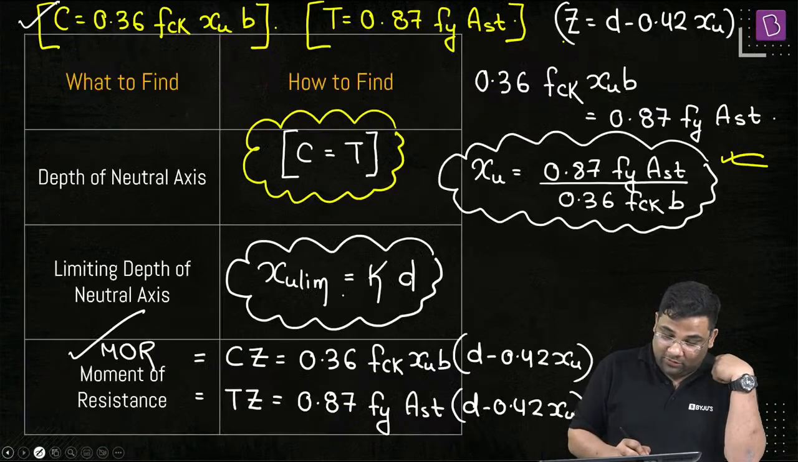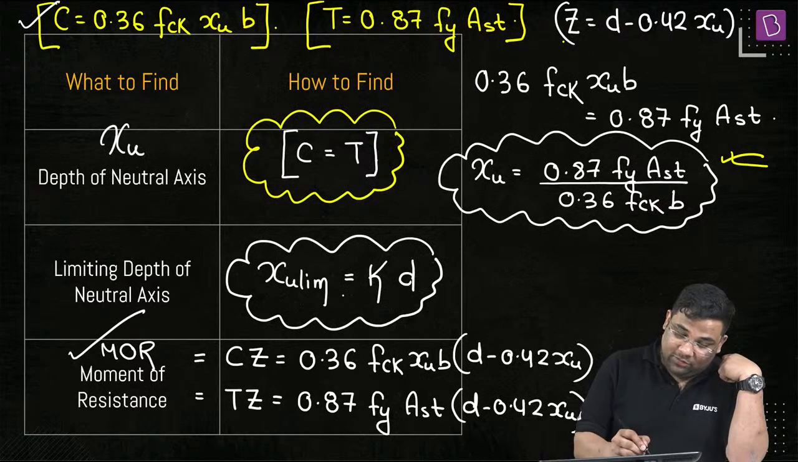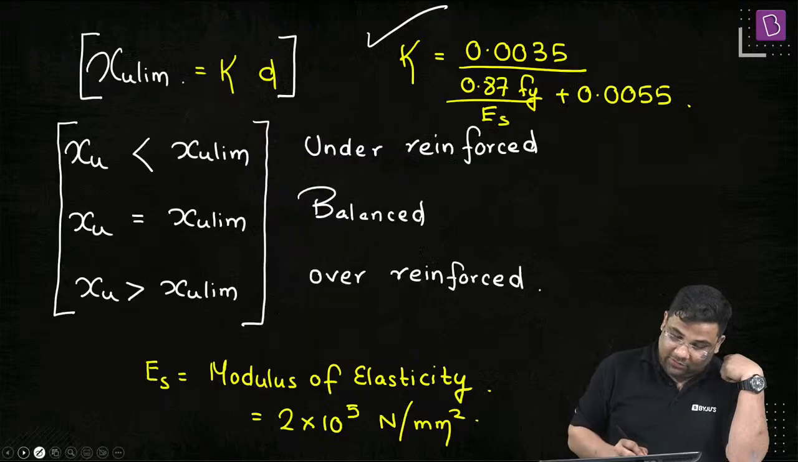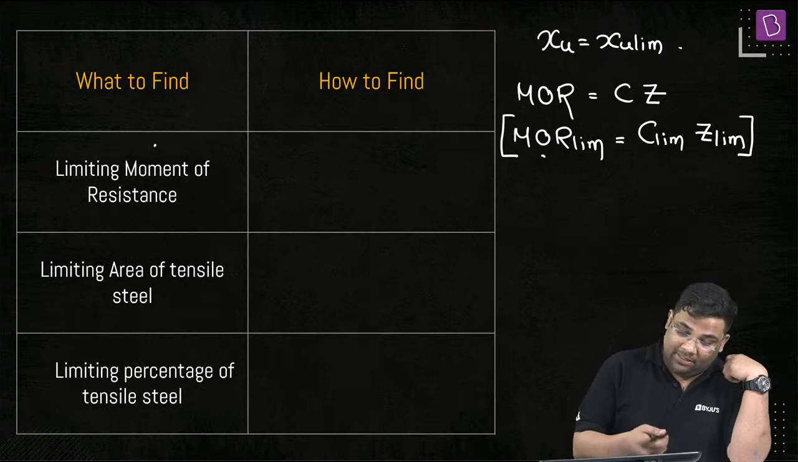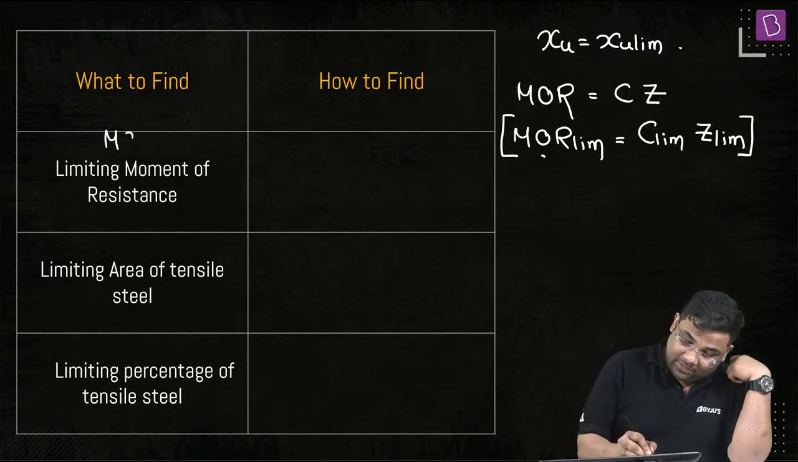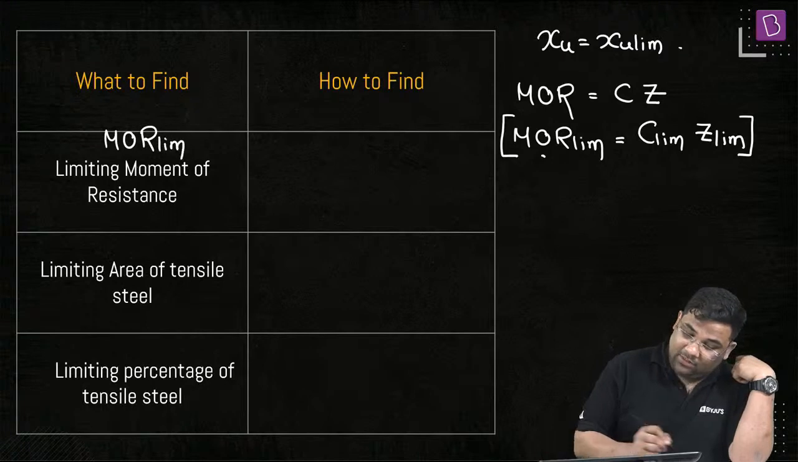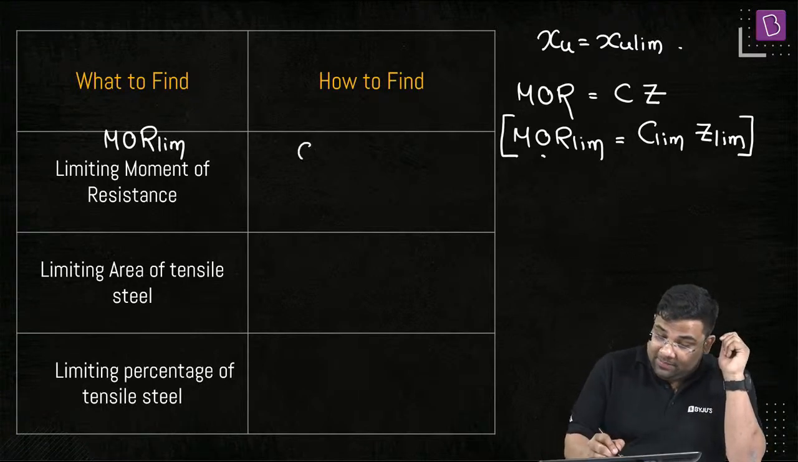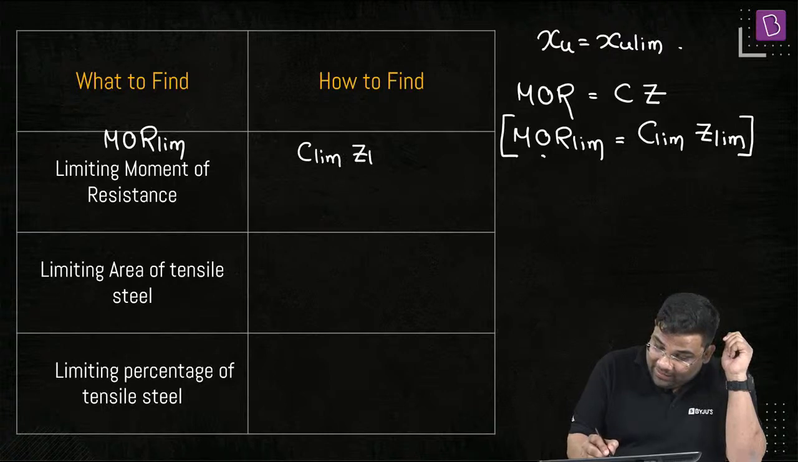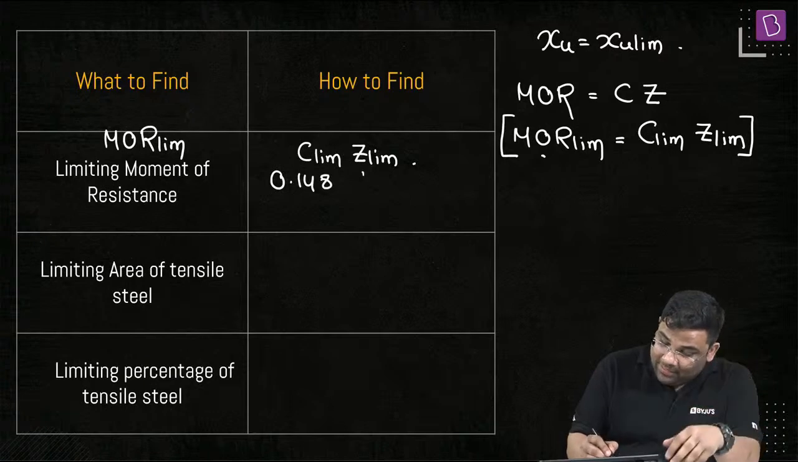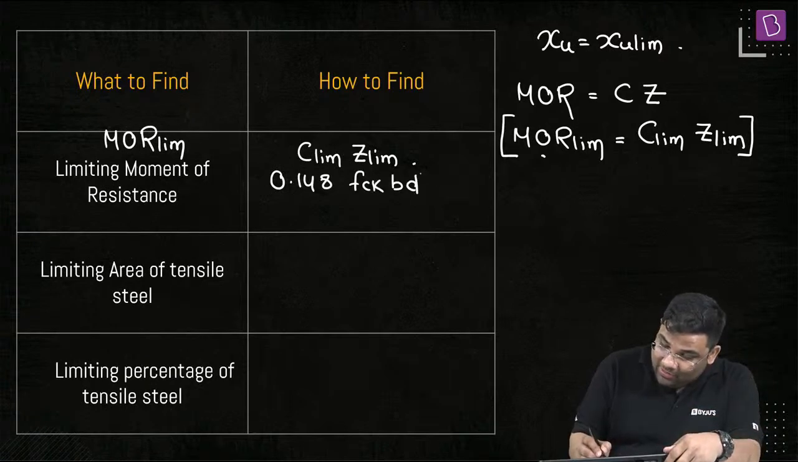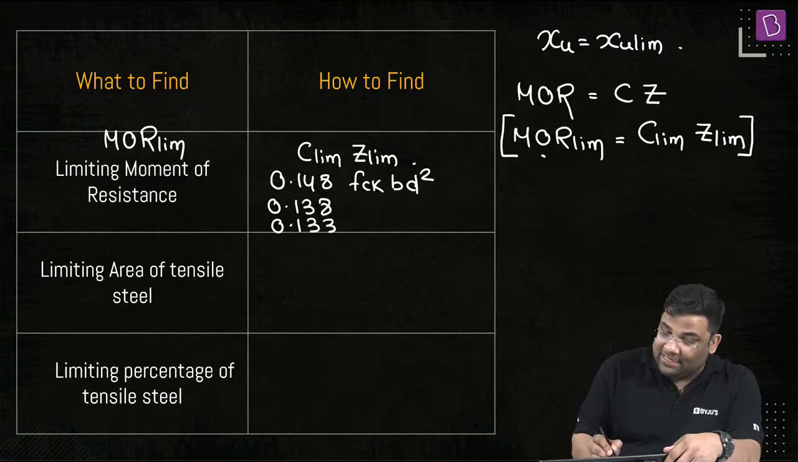Three things we saw: first how to find out XU, then how to find out XU limiting, then how to find out MOR. The next thing we saw is MOR limiting. Now, how to find MOR limiting? Simply take C limiting into Z limiting. I told three formulas: 0.148 FCK BD square, or 0.138 and 0.133 for different grades of steel.